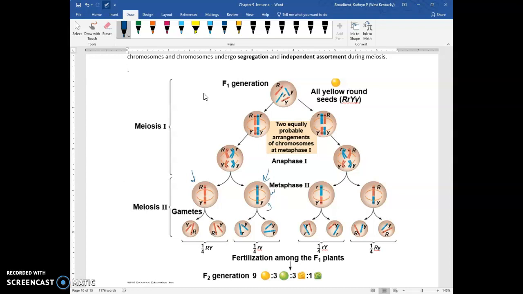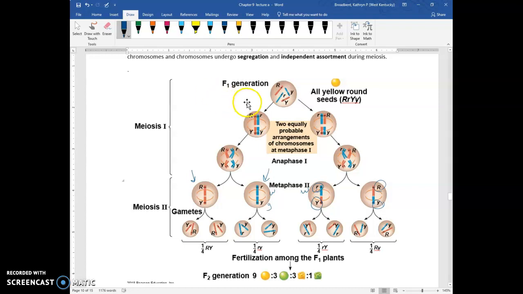It's also equally possible that we'll get the wrinkled one, which is the small r, with the yellow, or perhaps the round with the green. So each of these are equally probable. And so we call this an independent assortment.